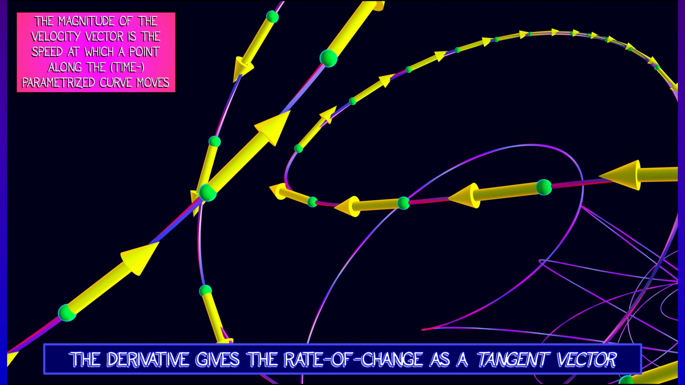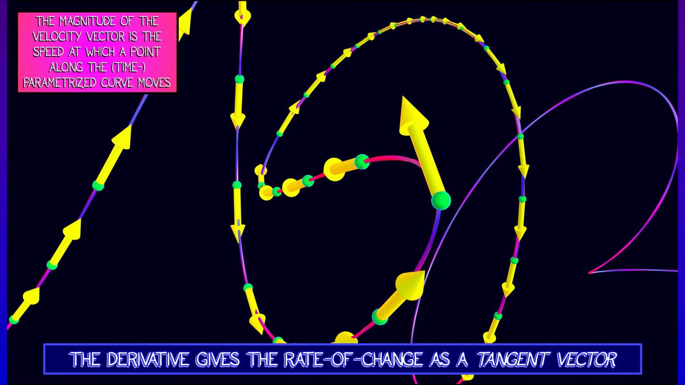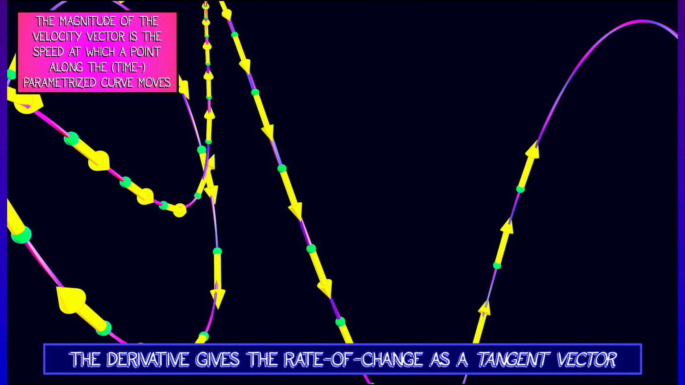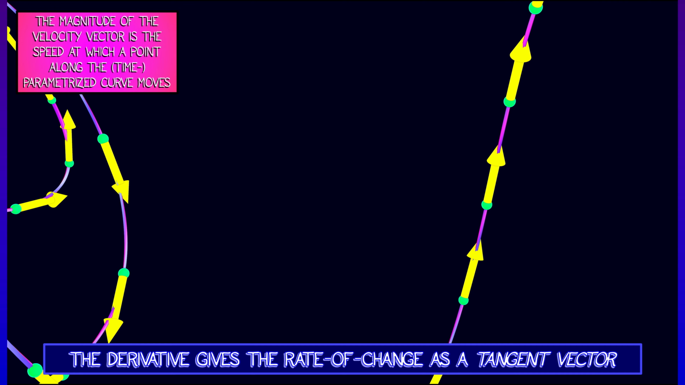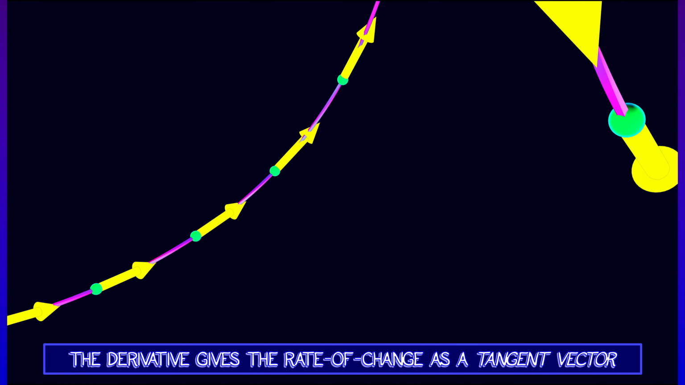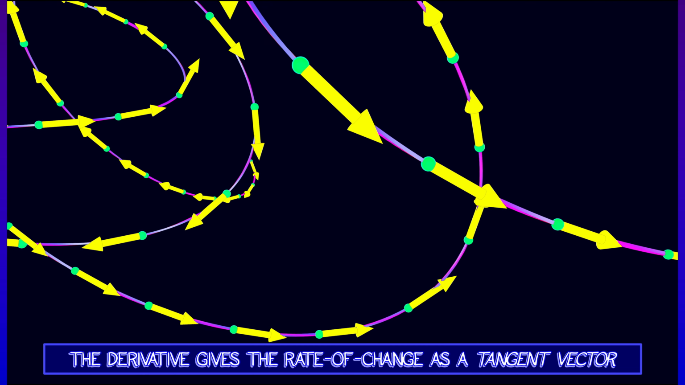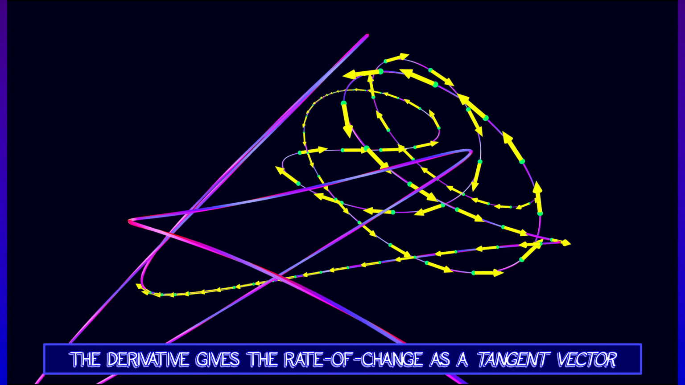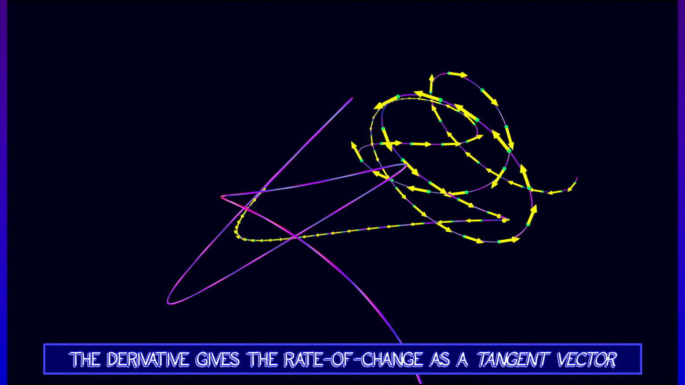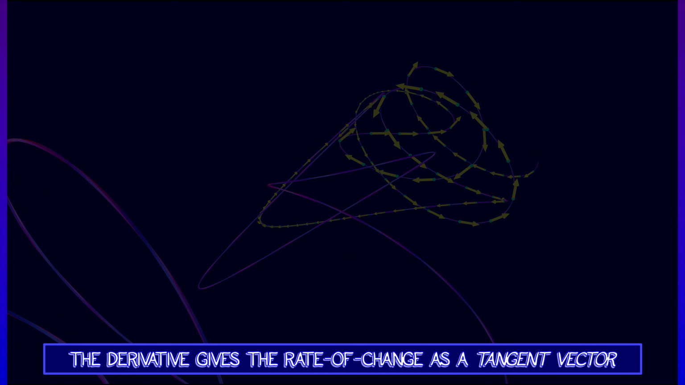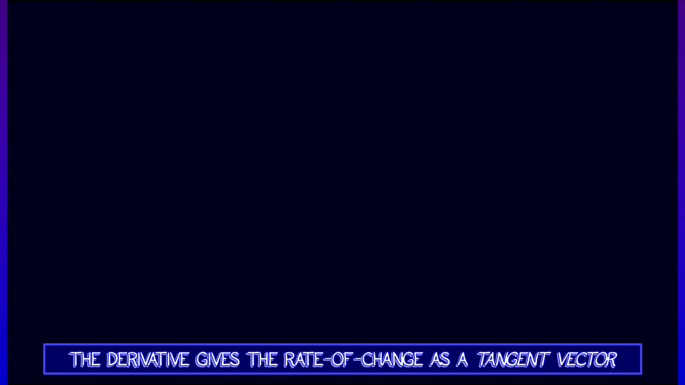The velocity vector has a direction that is tangent to the curve, and it has a magnitude which is encoding the speed at which you are moving along the curve. Remember, this is a parametrized curve. You're moving in a particular orientation, at a particular speed. The velocity vector, the derivative, encodes all that.